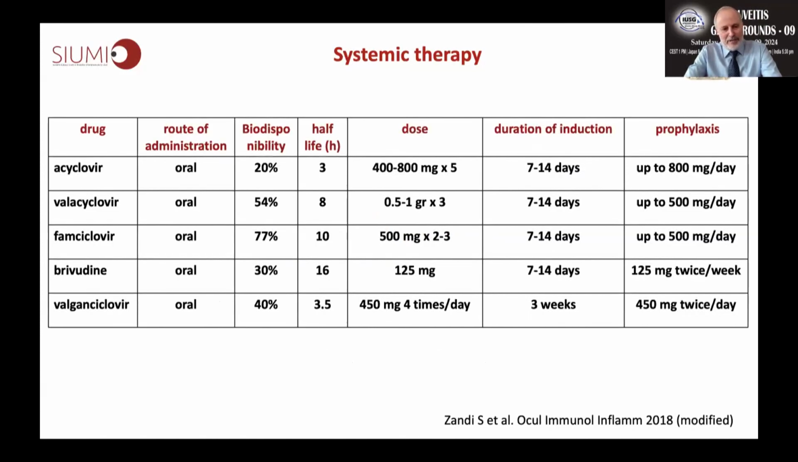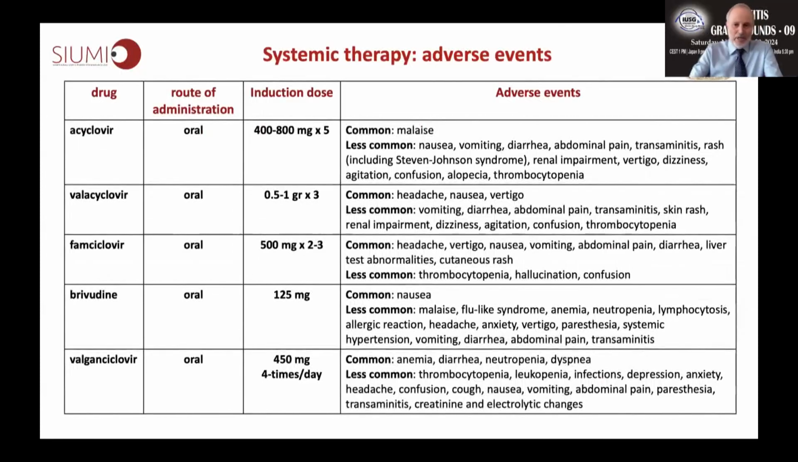All of them can be given orally. They have different bioavailability, and the dose you can use is different among the different drugs. There is a suggested duration of induction therapy that ranges between 7 and 21 days. And there is also the possibility, and we will see later when and why, of using some drugs to try to lower the recurrences of herpetic uveitis.